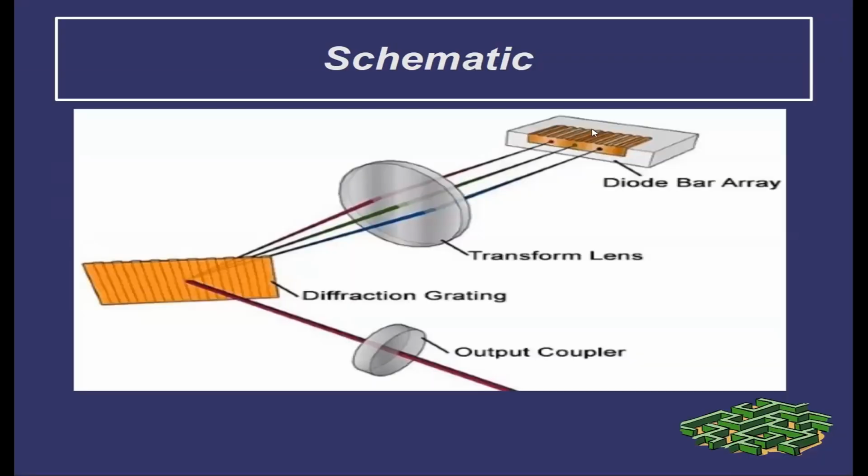In the box at the top there, you've got a diode, a bar array. So you've got a diode shining through a transforming lens to a focal point, through a diffraction grating, and then out through the coupler, as they call it here, which is the lens normally, a piece of glass which just holds the image together.